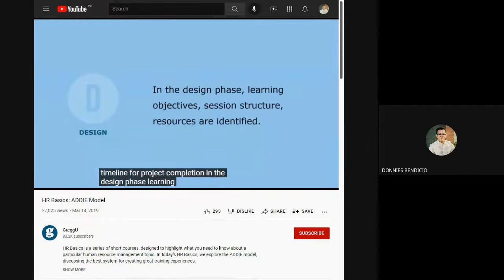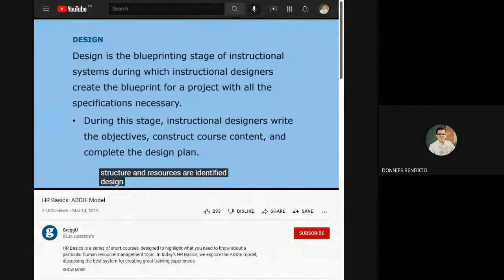In the design phase, learning objectives, session structure, and resources are identified. Design is the blueprinting stage of instructional systems, during which instructional designers create the blueprint for a project with all the specifications necessary. During this stage, instructional designers write the objectives, construct course content, and complete the design plan.